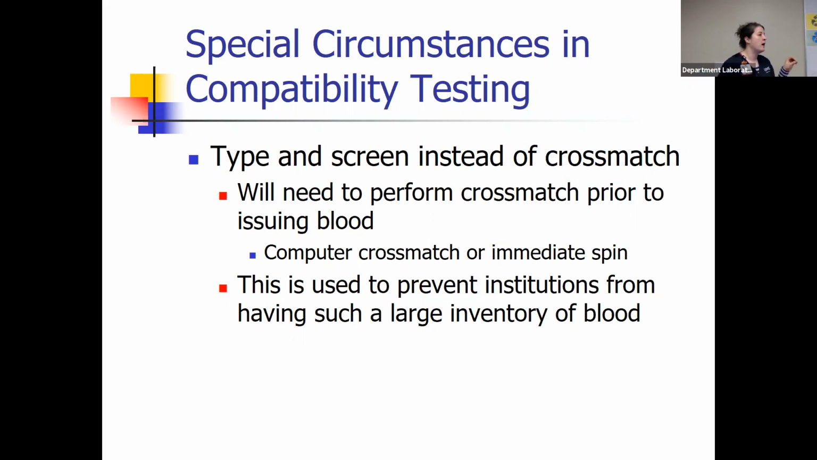It's very important that you guys understand that some type of cross-match needs to be performed before that unit is issued, all right? Whether it be an electronic, initial spin only, or initial spin 37 and AHG.